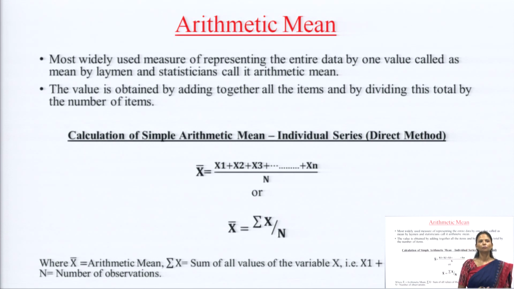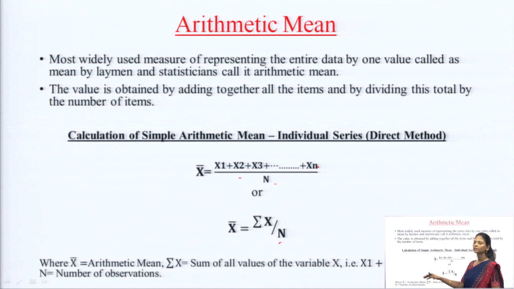What is arithmetic mean? The most widely used measure of representing the entire data by one single value is called the mean by a layman, and arithmetic mean by a statistician. The value is obtained by adding together all the terms and dividing by the total number of items. The formula is x bar equals x1 plus x2 plus x3 and so on up to xn, where xn is the last data, divided by n, the number of data. More simply, x bar equals summation of x divided by n. The summation shows the addition of all the data in the numerator, divided by the total number n, the denominator.